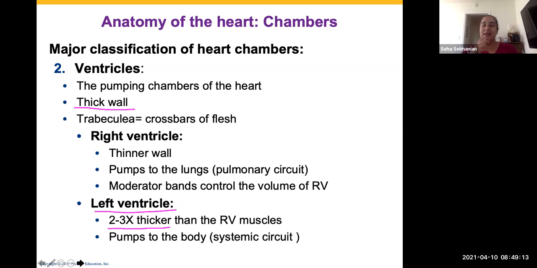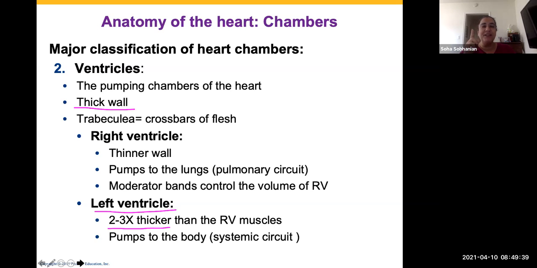So let me put this in perspective for you. When somebody has a heart attack, guys, you know how sometimes people say, oh, the person had a mild heart attack, or they had a cardiac arrest, which may lead to death? Which chamber of the heart is going to be the most dangerous to have a blocked blood vessel on? It would be your left ventricle.